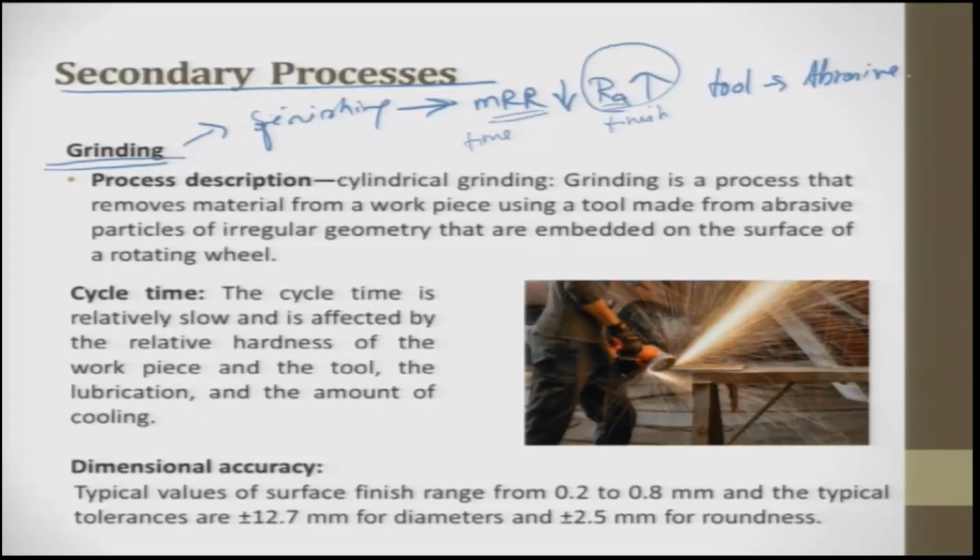Okay. There are several bonds, vitrified bonds, shellac bonds and other things. So, they are stuck to each other and then you try to give a shape to the abrasive bonded, and that is called an abrasive wheel. So, this wheel rotates at very high RPM and then it tries to grind the surface. Okay. So, here grinding is a process that removes material from the workpiece using a tool made out of abrasive particles of irregular geometry that can be embedded on the surface of a rotating wheel.